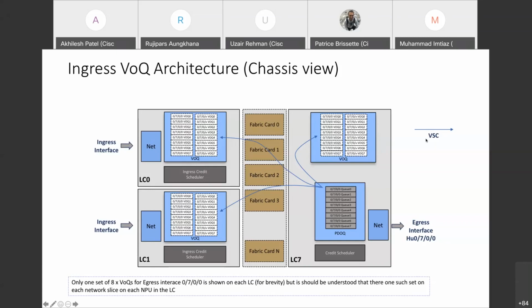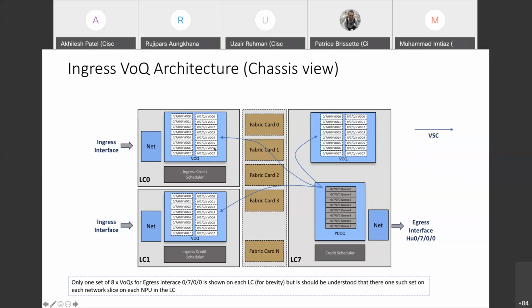Because the incoming interface can be on the same line card. VSC is the VOQ scheduler connector, or virtual queue scheduler connector. This connects the scheduler on the egress side to each VOQ, and VSC is unique for each VOQ. We'll talk about that. We have some show commands as well to show the value of VSC. One thing to note is that there are 8 VOQs for each egress interface, but these VOQs have an ID associated with them, or VOQ ID, as we call it.